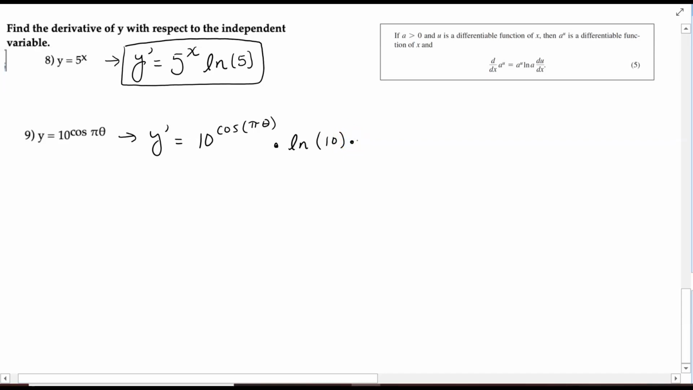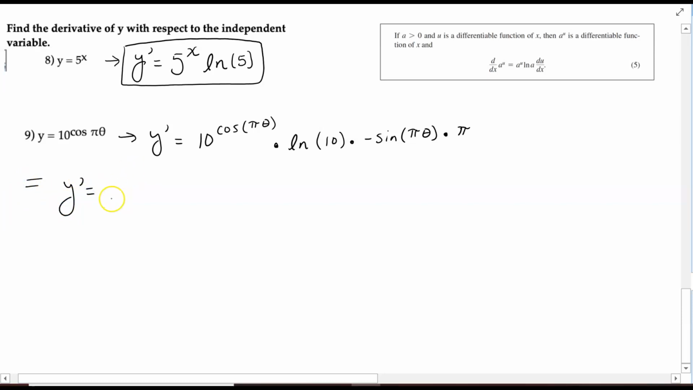Well, the derivative of the exponent, derivative of cosine, is negative sine of pi theta. And then you multiply it by the derivative of the inside because you're now applying the chain rule. Well, on the inside, the variable there is theta. Pi is a constant. So if it's like pi x, the derivative would be pi. But in this case, pi theta, the derivative is just pi. So you multiply by that. You can kind of clean it up just a little bit, and you end up with something like this.